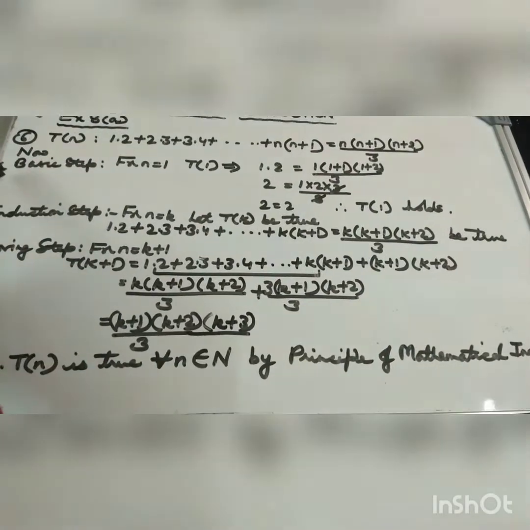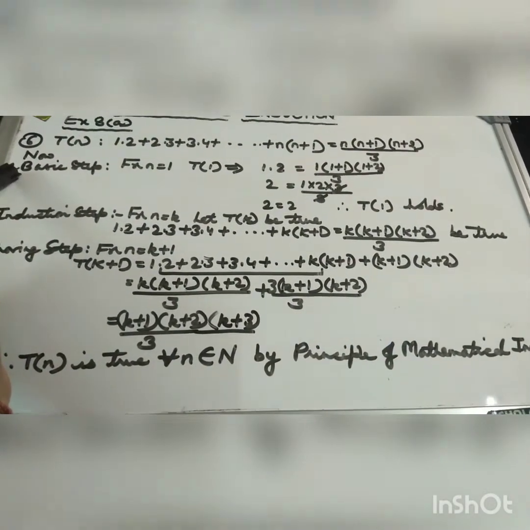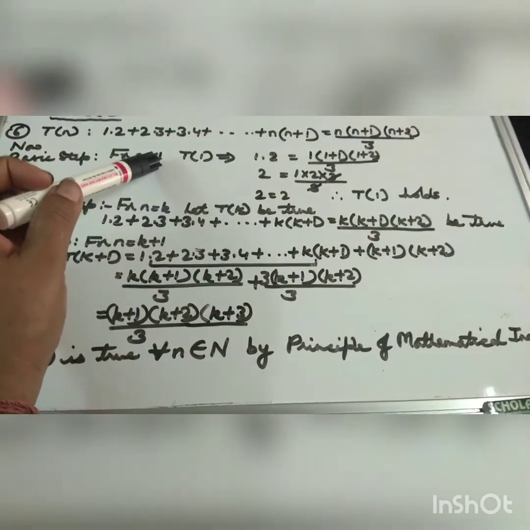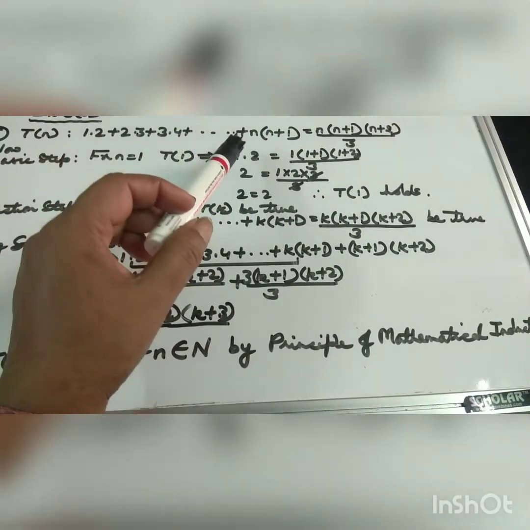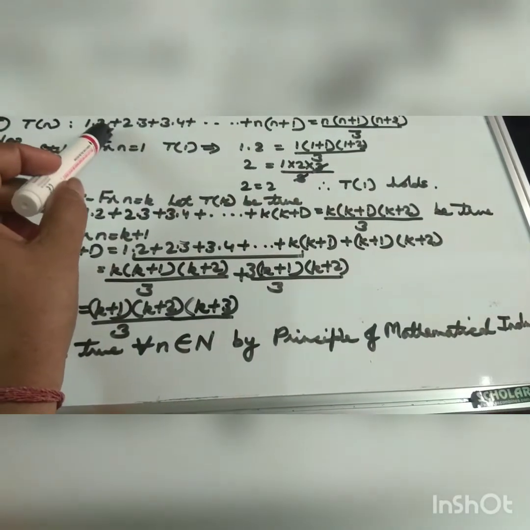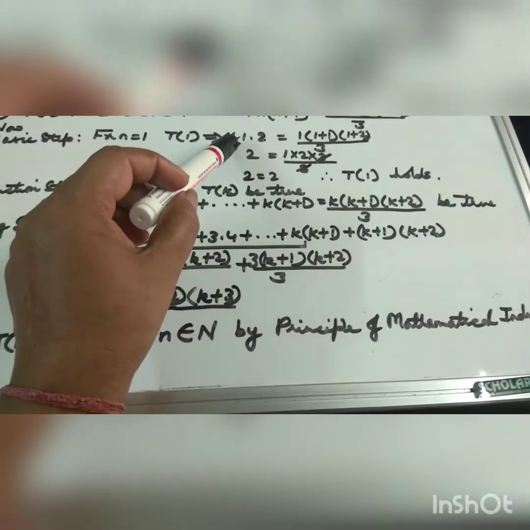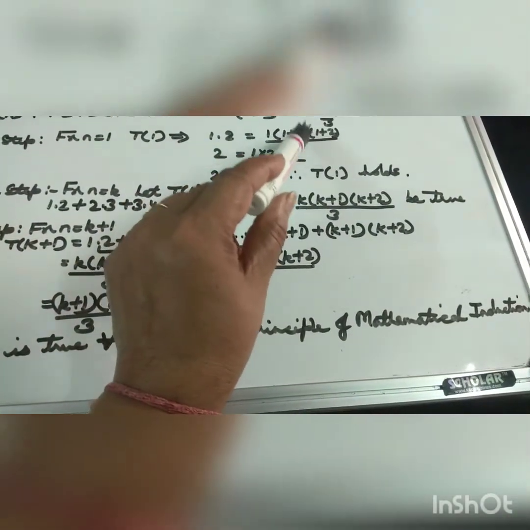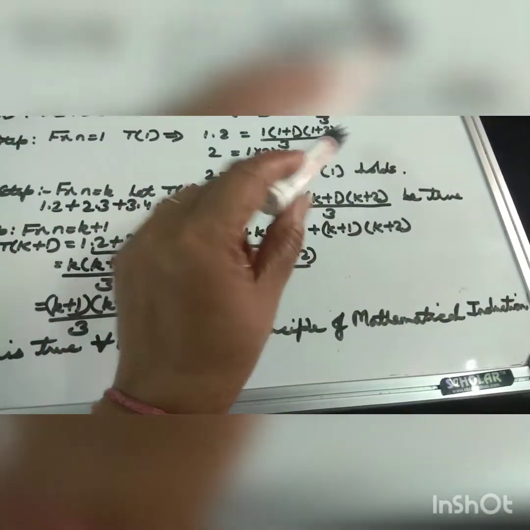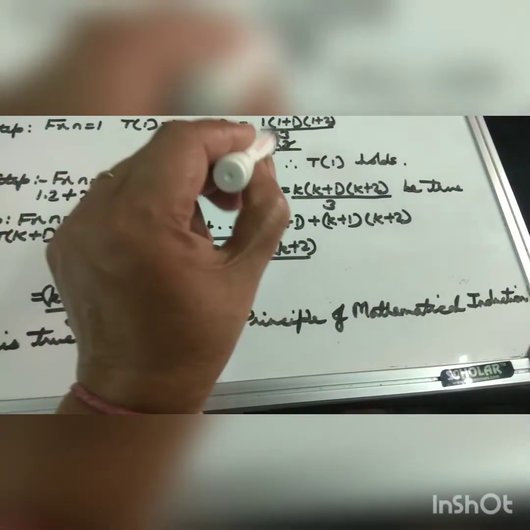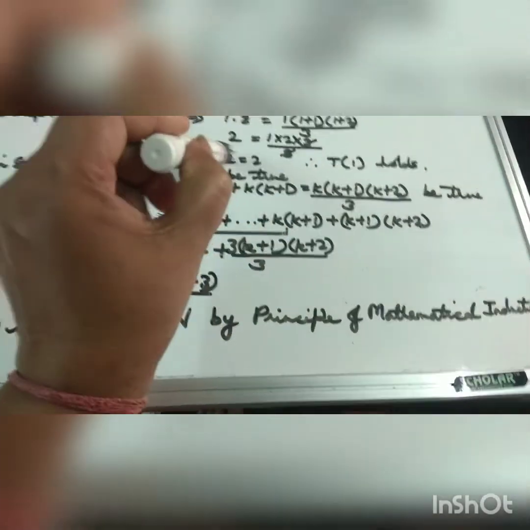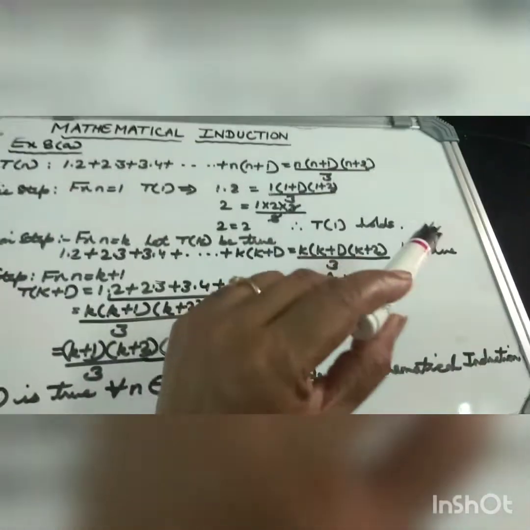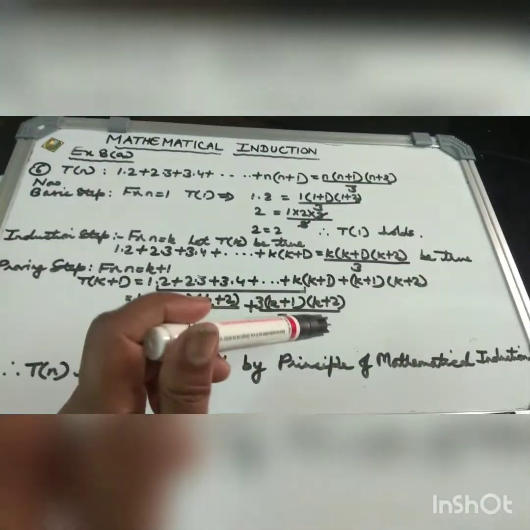Now how do we approach the question? As usual, we will start with the basic step. For n equals 1, T1 implies, what will be the first term? 1 into 2. So left hand side is 1 into 2. Right hand side, put n equals 1: 1 into 1 plus 1 into 1 plus 2 upon 3. 3 gets cancelled. You will be getting 2 only. So left hand side is equal to right hand side. Therefore T1 holds. I hope it is clear.